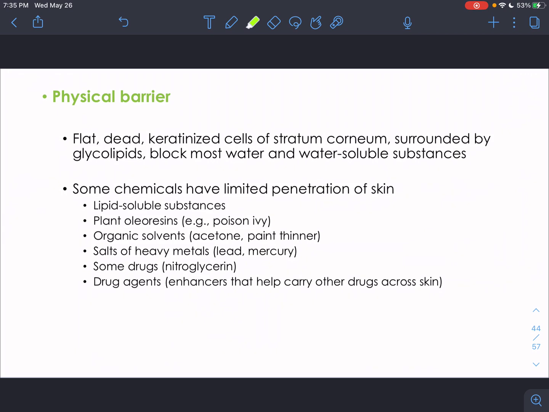We have a physical barrier, which is thanks to those flat, dead, keratinized cells of the stratum corneum and lucidum in thick skin that are surrounded by glycolipids. So remember those sugars attached to the fats on the cell surface. We talked about that in one of the earlier chapters. But those cells block most water and water-soluble substances from just leaching into the skin, which is important because you don't want to be sitting in the pool and your body just absorbs all the water, right? That would not be good.